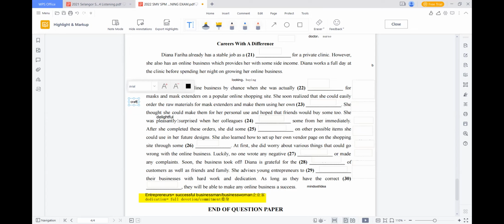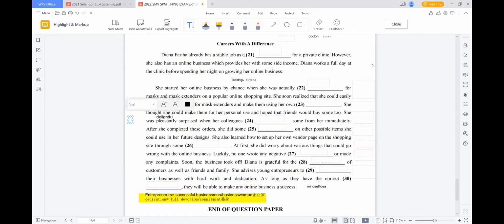She was pleasantly, means delightfully surprised, 就是很惊喜的, when her colleagues some from her immediately. 当她的 colleague 做什么 from her immediately. Can you guess the answer? No, right? So I move on.